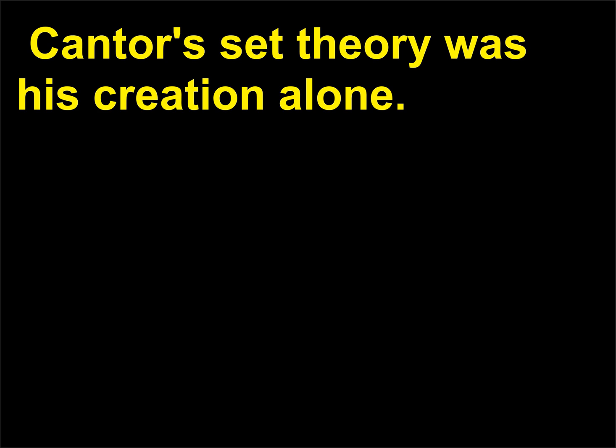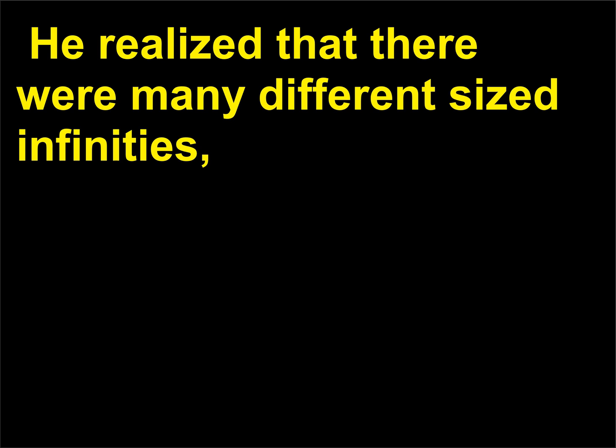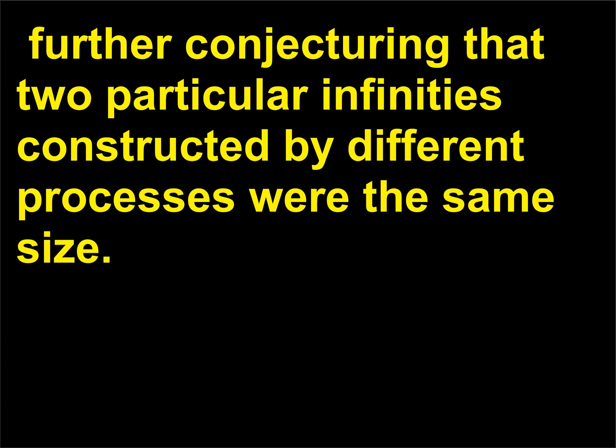In the late 19th century, Cantor also developed the continuum hypothesis. He realized that there were many different sized infinities, further conjecturing that two particular infinities constructed by different processes were the same size.